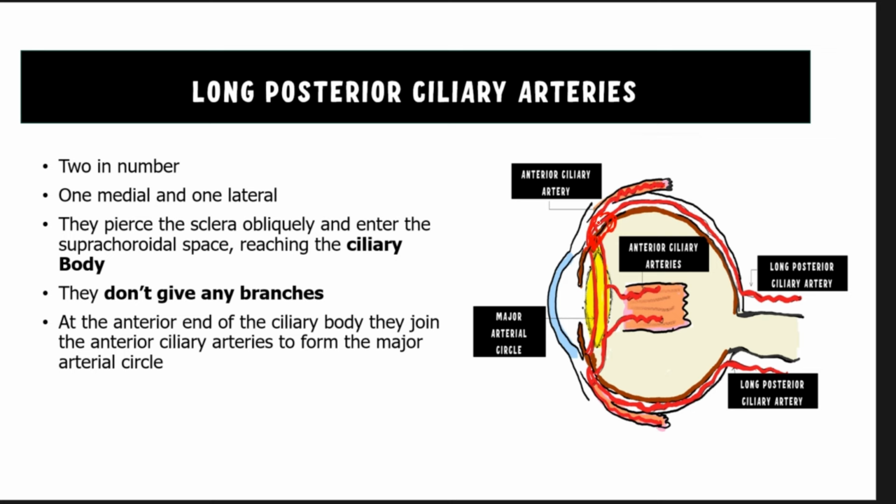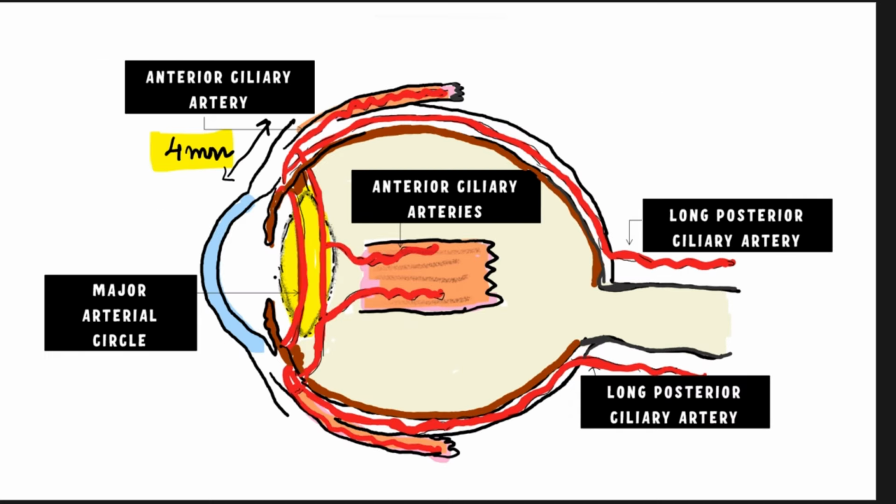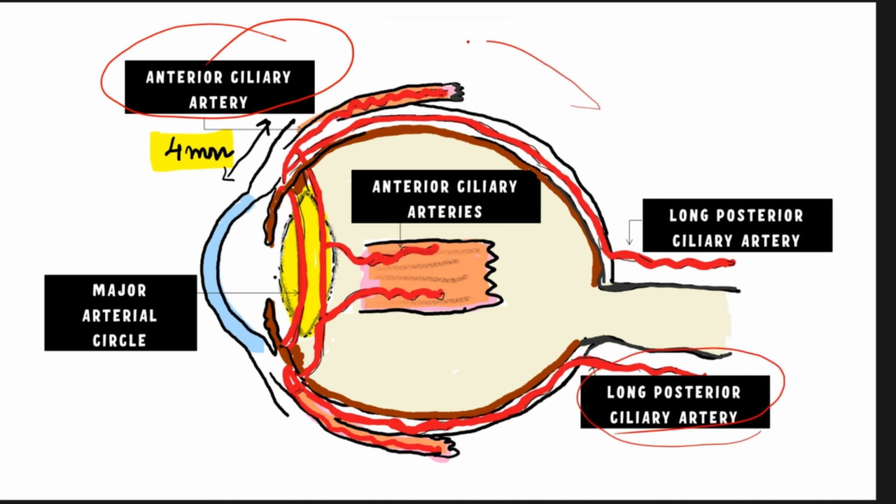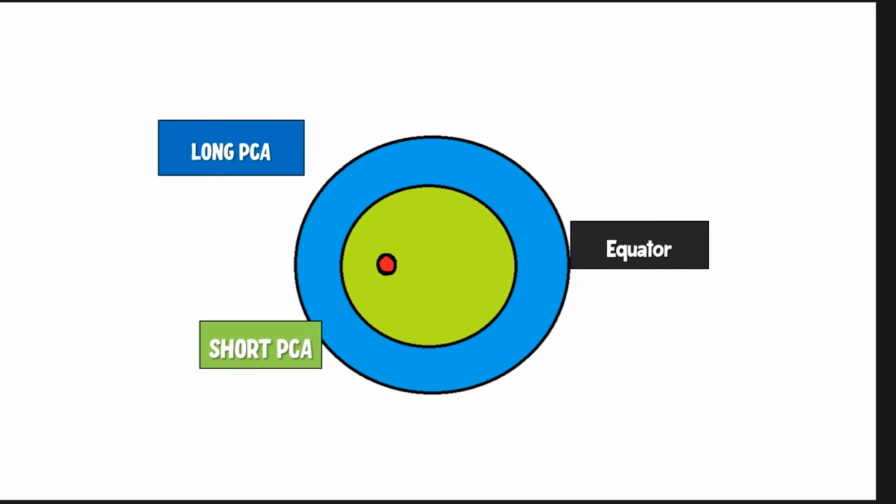Instead, at the anterior end of the ciliary body, they are joined by these arteries which are traveling along the muscles, and these arteries are the anterior ciliary arteries. Both of them join together and form this anastomotic circle around the iris, which is called the major arterial circle. So you have the anterior ciliary arteries and then you have the long posterior ciliary arteries coming from behind, and both of them join together and form the major arterial circle.